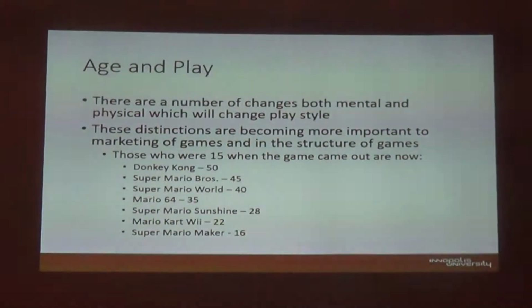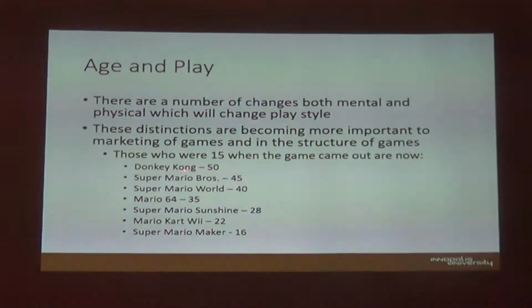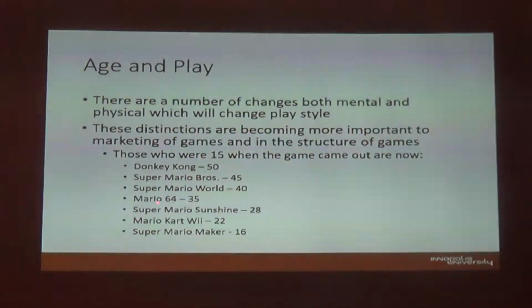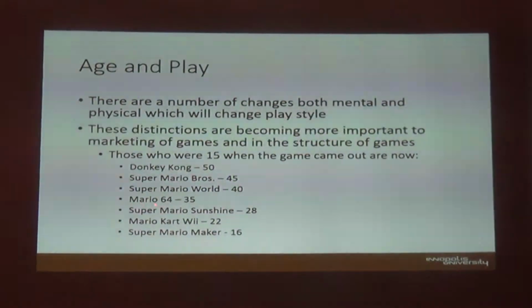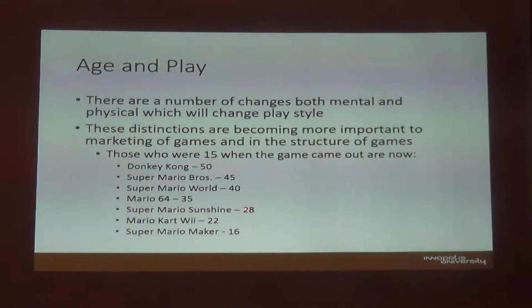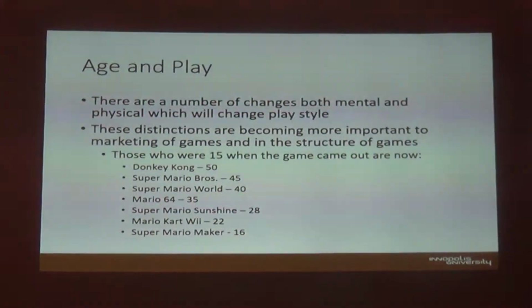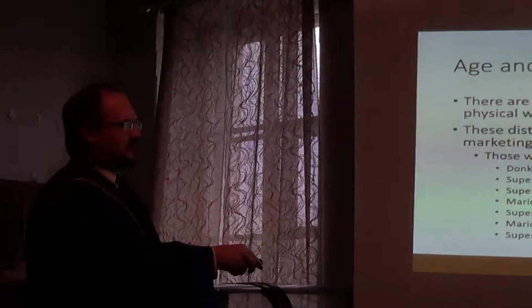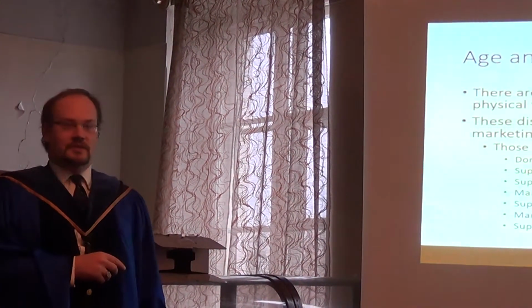So Mario made his first appearance in Donkey Kong, and if you were 15 when Donkey Kong came out, you're now 50. Okay? Moving up, Super Mario Brothers, 45. Super Mario World, 40. Mario 64, that's about me there on 35. Super Mario Sunshine, 28. Wii, Super Mario Maker came out just a couple of years ago. Okay? So you can see that Mario is bridging generations at this point, bridging about 3 generations in terms of its spread.